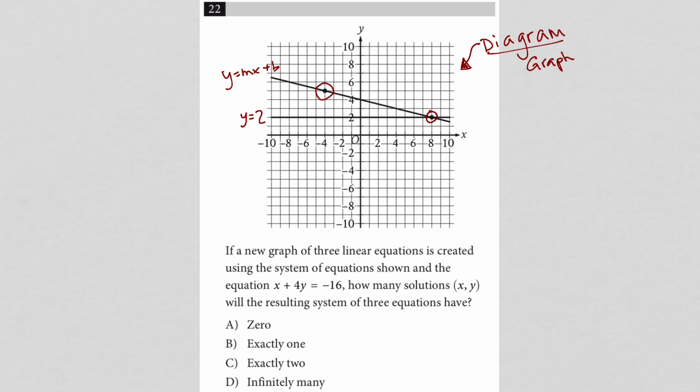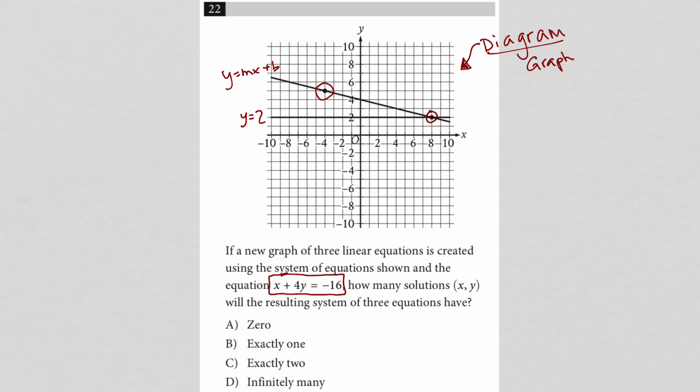So the question says, if a new graph of 3 linear equations is created using the system of equations shown, okay, so the lines that I already have, and the equation x plus 4y equals -16. So basically, if I added this new equation, x plus 4y equals -16, onto this graph, how many solutions, x, y, will the resulting system of 3 equations have? Well, in order for there to be a solution to a system of 3 equations, all 3 graphs would have to intersect at the exact same point. That's what we know.